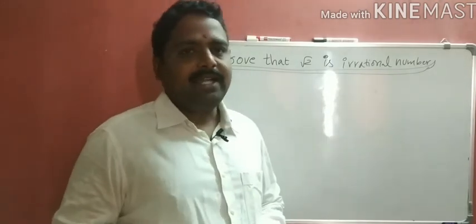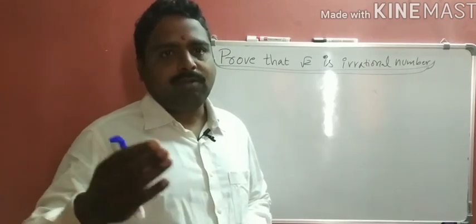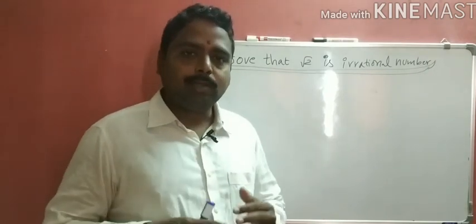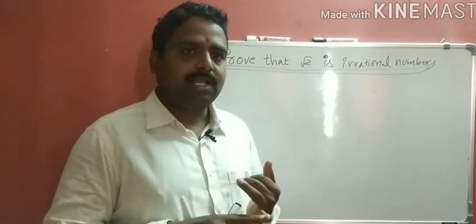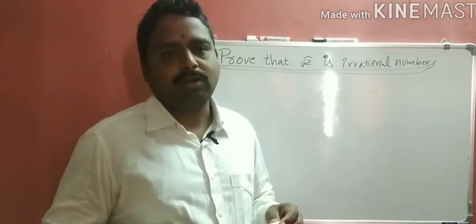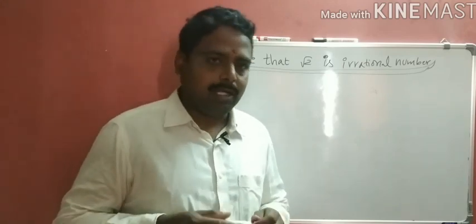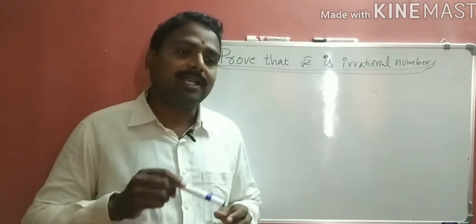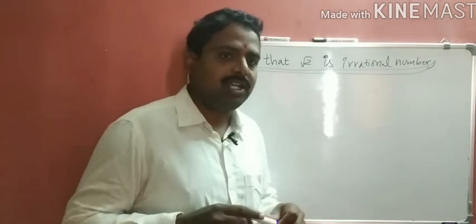Generally, by finding the root 2 value, which is 1.414 and so on, and applying the two conditions, if it is non-terminating, non-repeating, then we say that root 2 is an irrational number. Now, we will prove that root 2 is an irrational number in a theoretical way. Which way? That is the theoretical way.